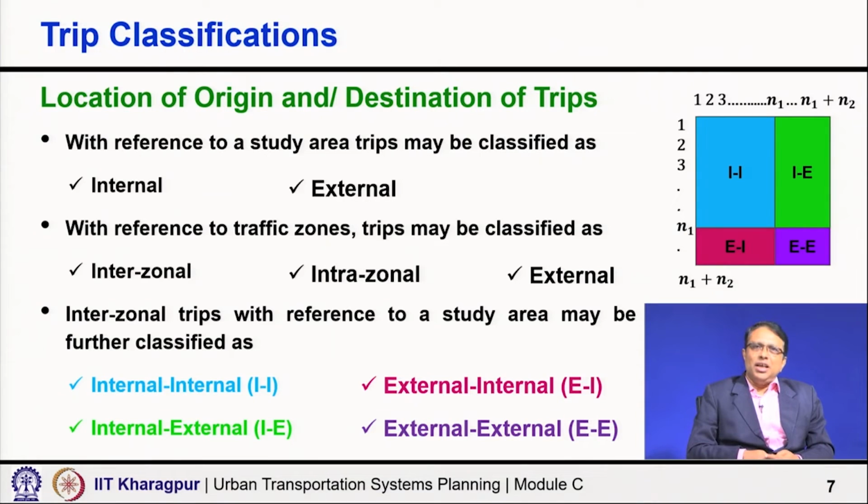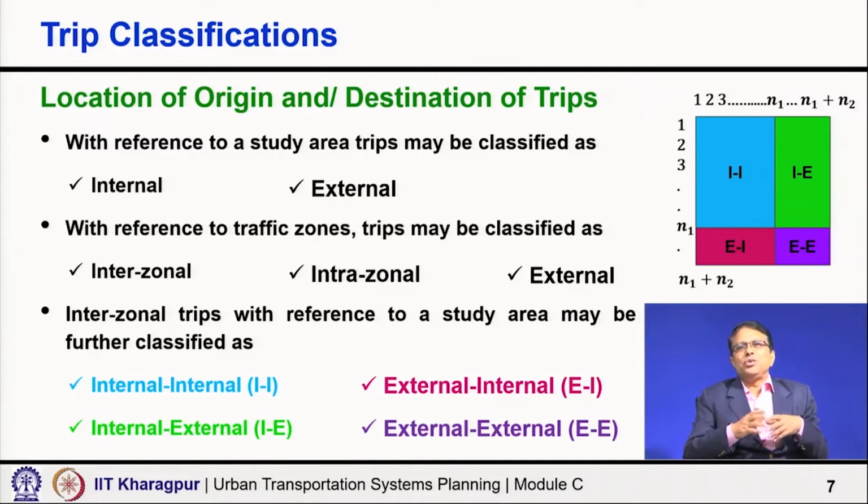With reference to a study area, the trips may be internal or external. What do you mean by that? We say that there is a cordon line. Cordon line is demarcating the study area, right. So, with reference to the cordon line, I can say anything which is happening here within the study area, that is internal, and outside the study area anything that is happening, that is external.